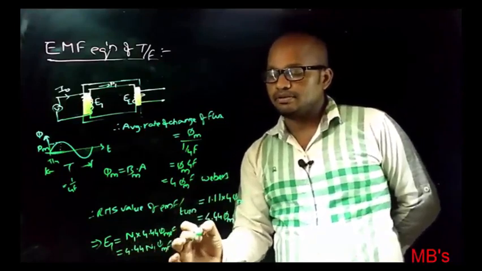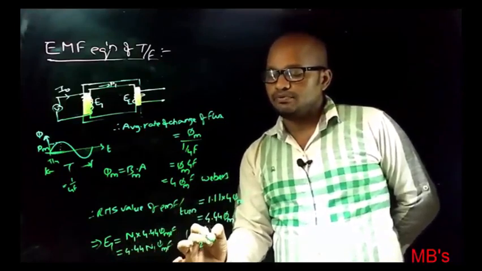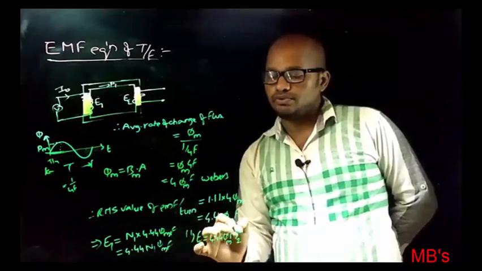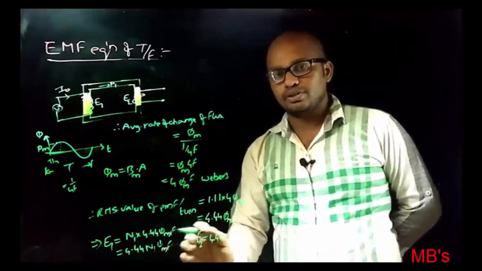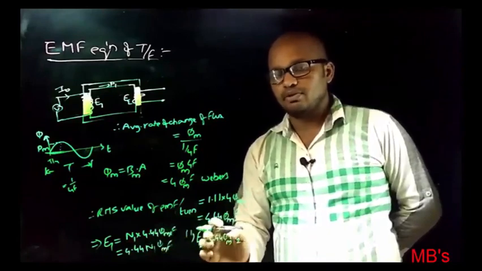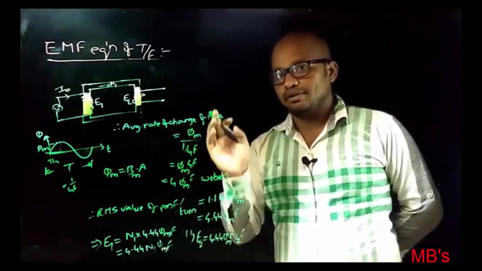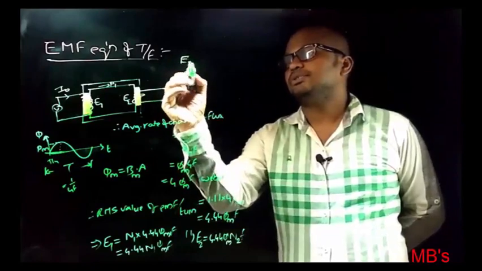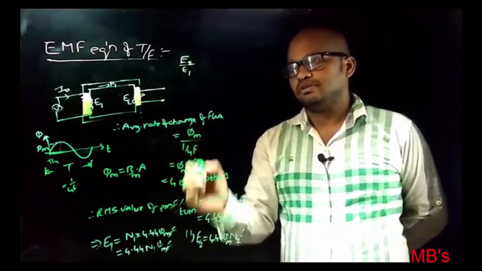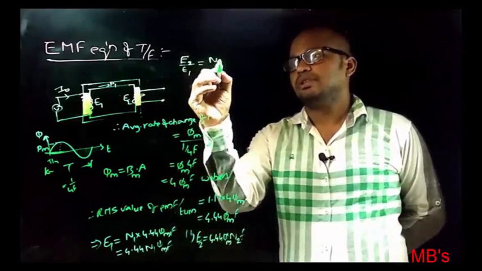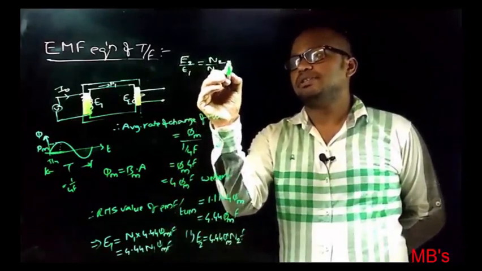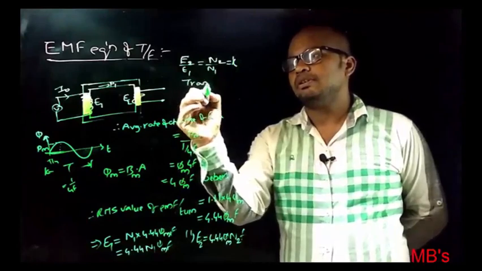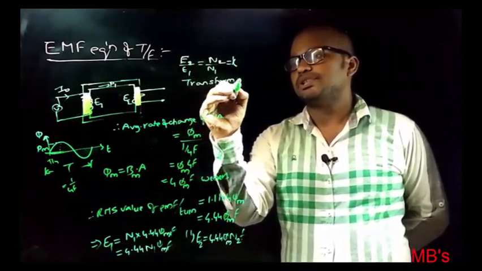Similarly, E2 is equal to 4.44 phi m into N2 into f. If you observe these two equations, phi m is the same because the core flux is the same in the transformer core. And if you divide E2 by E1, it will give you N2 by N1. This is represented with K, where K is called the transformation ratio constant.